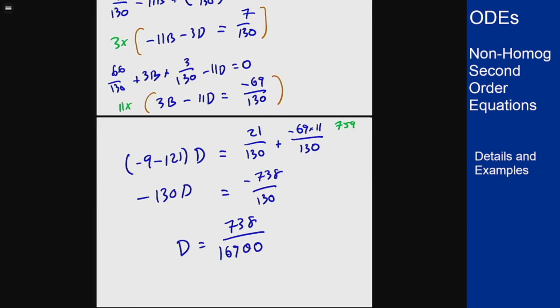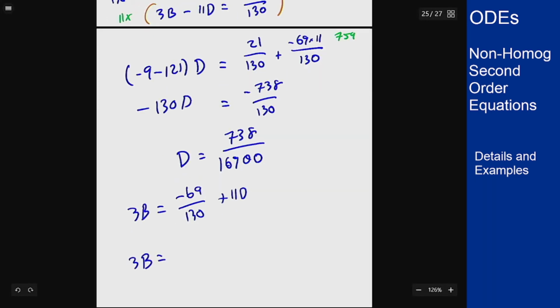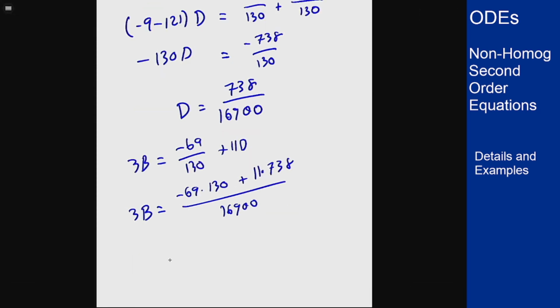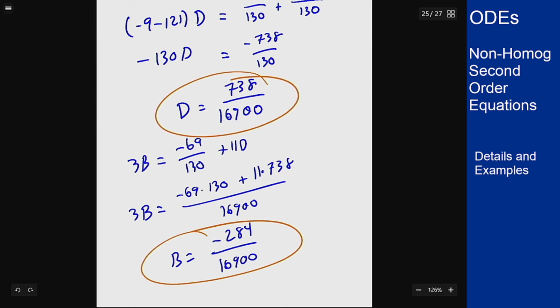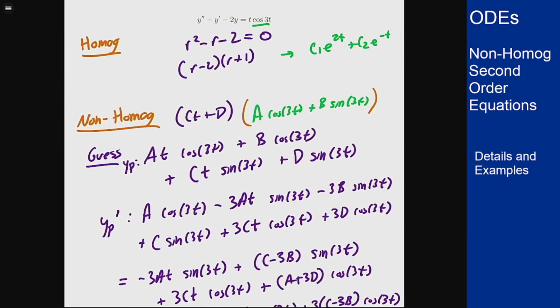16900. And then since 3b is negative 69 over 130 plus 11d, 3b will equal negative 69 times 130 plus 11 times 738 over 16900, or that b is negative 284 over 16900. So there's b, there's d, I have a, and I have c, which means after all of that, I can now write my general solution.